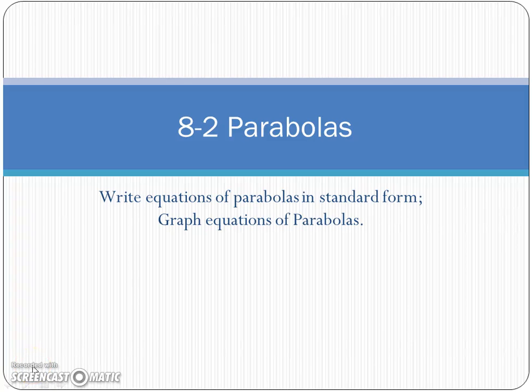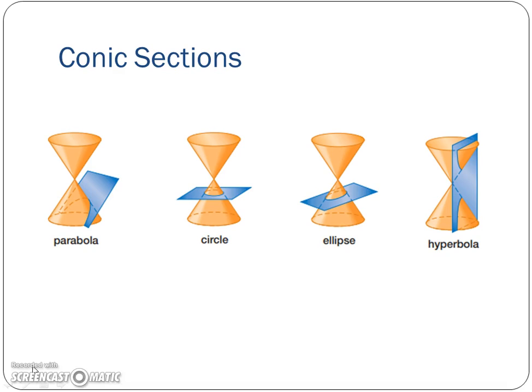Welcome to 8.2, Parabolas. We're going to write equations of parabolas in standard form as well as graph equations of parabolas. So first, let's talk about what a parabola is. It comes from conic sections. There are four different shapes we can get by cutting a plane through a double cone. The first one, if we cut it at a slant, is a parabola. We could also get a circle, ellipse, and a hyperbola. We're going to talk about each one of these later on.